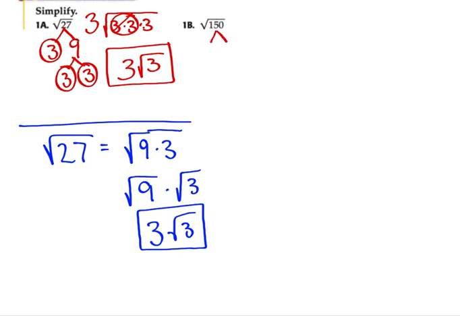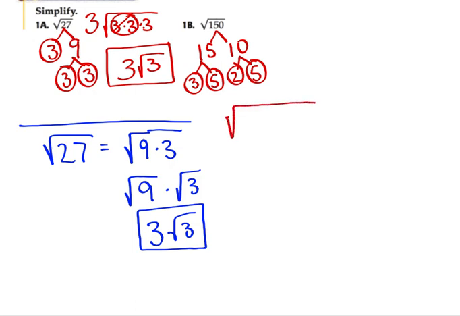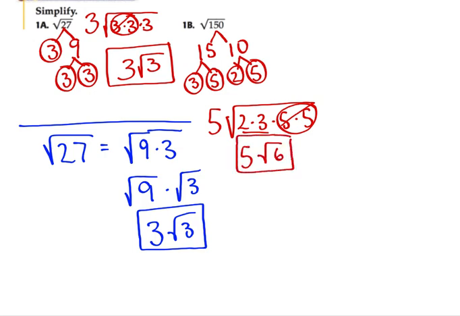Square root 150. 150 is 15 times 10. 10, of course, is 2 and 5, which are prime. And 15 is 3 and 5, both of which are prime. So the square root of 150 is the square root of 2 times 3 times 5 times 5. Now I can pull out a pair of 5's because the square root of 25 is 5. And at this point, I'm going to re-multiply these together. There's no pairs left. So I get 5 square roots of 6 as the answer here.